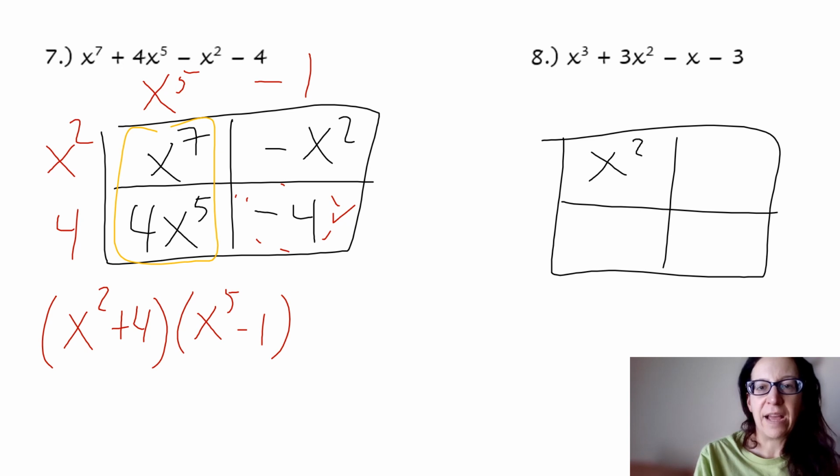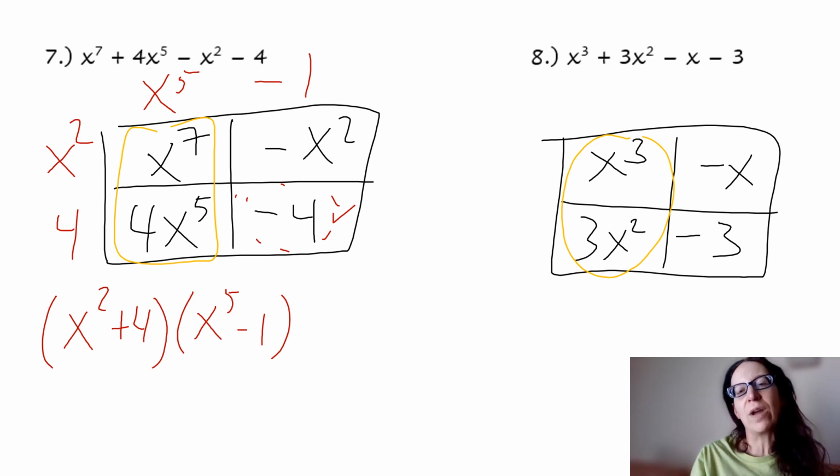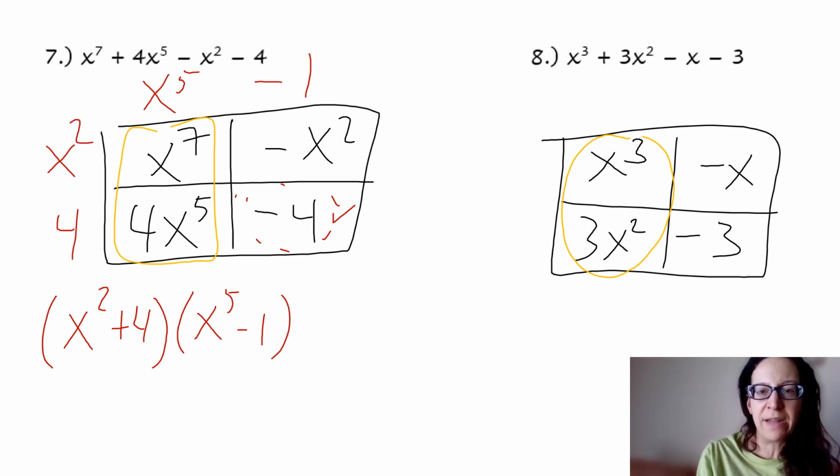And this one we have x to the 3rd, 3x squared, minus x, and minus 3. Doing GCF factoring, I'm going to do the same thing right there, just to avoid that negative. So I have x times x times x, x to the 3rd, and then 3 times x times x. So what do they have in common? They have the x squared in common.